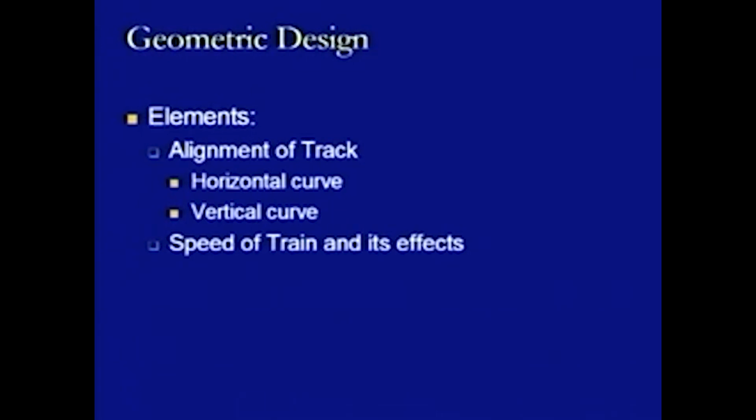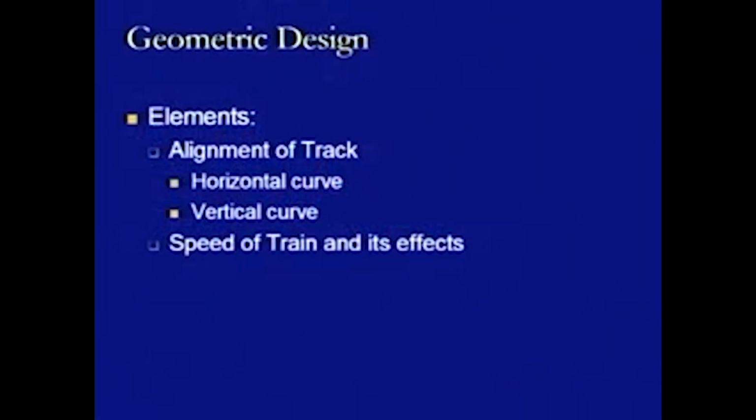Now, the various elements which can be talked about in the alignment of track: we have two things other than the straight portion which is provided and designed. In the case of a straight portion, the main thing is that we are providing the rails at a certain gauge distance, depending on what gauge has been selected for the construction of that railway track. The other thing other than the straight section is the curve. There can be two types of curves, one is the horizontal curve and the other is the vertical curve.